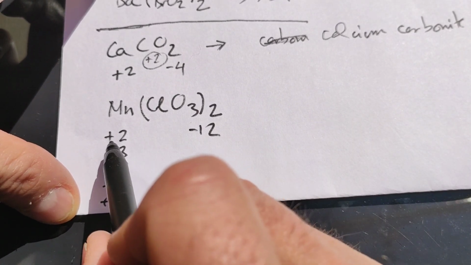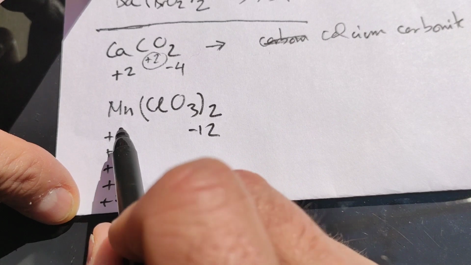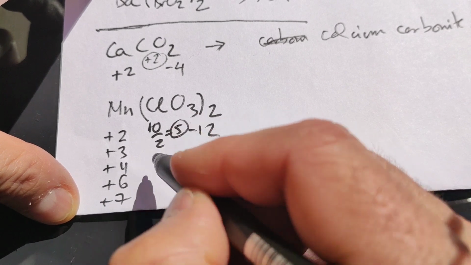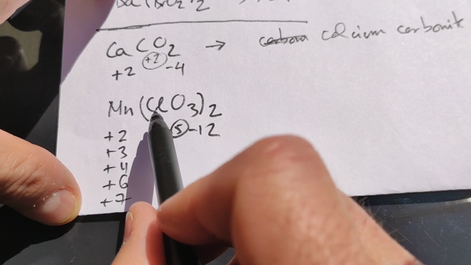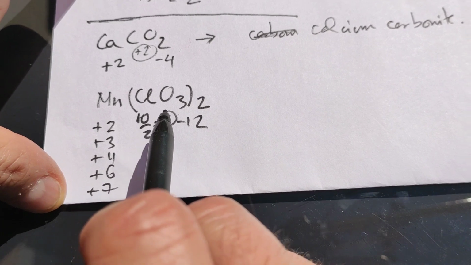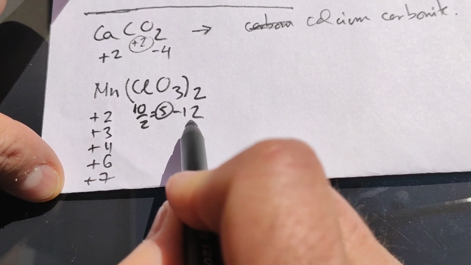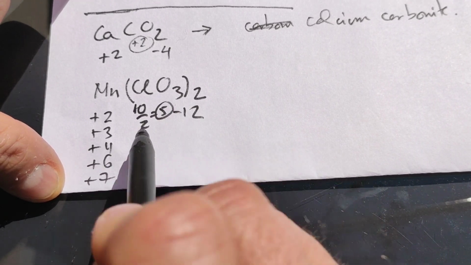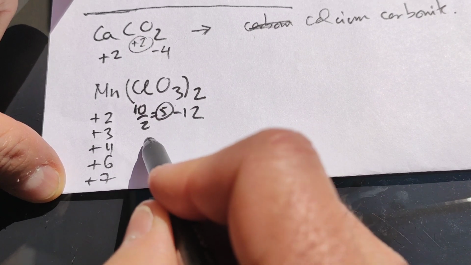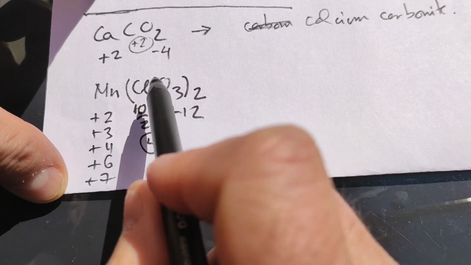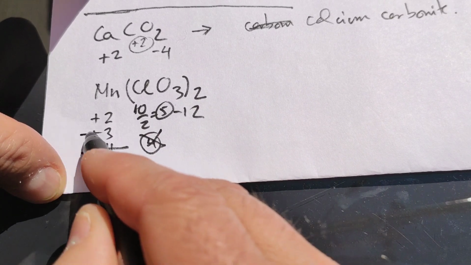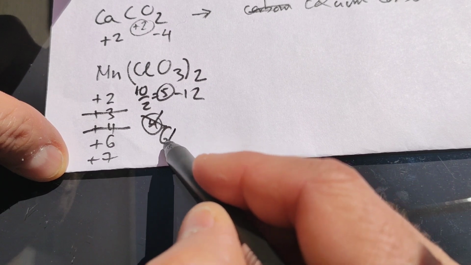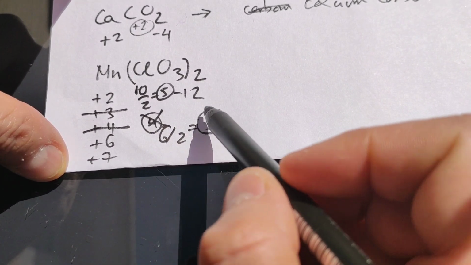Then we start with +2, for example. -12 +2, 10. As we have 2 chlorines, 10 divided 2, 5. Then oxidation state 5 belongs to chlorine. Then the usual is that this be the correct name. We are checking with 3. With 3 we have -12 +3, 9. 9 is not divisible by 2. 4: -12 +4, 8. 8 divided 2, 4. 4 is not an oxidation state of chlorine. Then we eliminate 4 too. -12 +6, 6. 6 divided 2, 3. 3 is an oxidation state that belongs to chlorine.